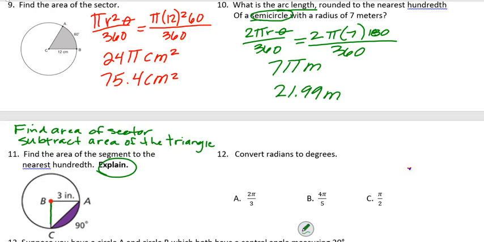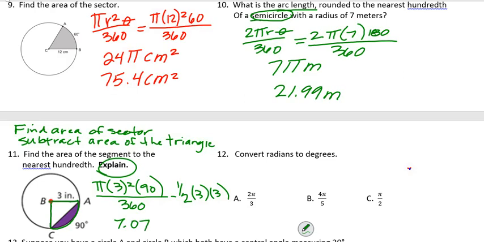We're going to find the area of the whole sector. That's this, right? So we're going to do pi times 3 squared times theta, which is 90, divide that by 360. And then we're going to subtract from it the area of the triangle, and that's going to be 1/2, and our base and our height are going to be the same because it's a right triangle. 3 times 3. So when we do that, I got 7.07 here, and I got minus 4.5 here. So that's going to give me 2.57. And again, it's going to be inches squared.